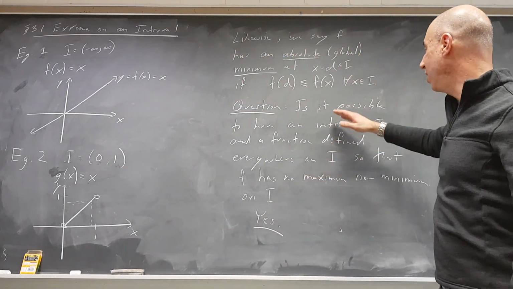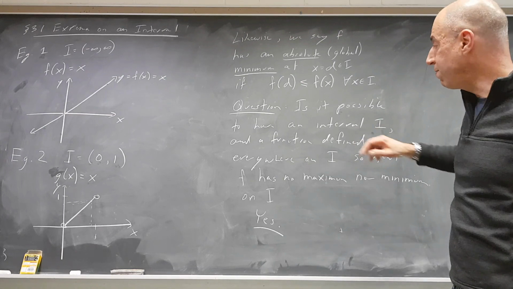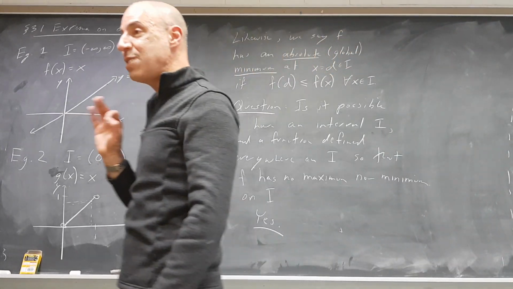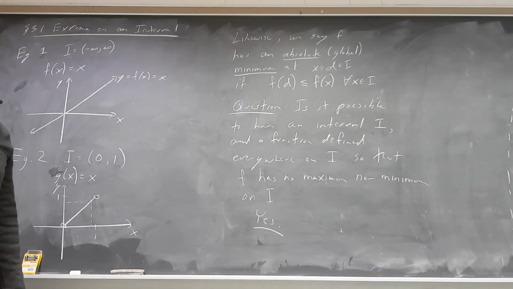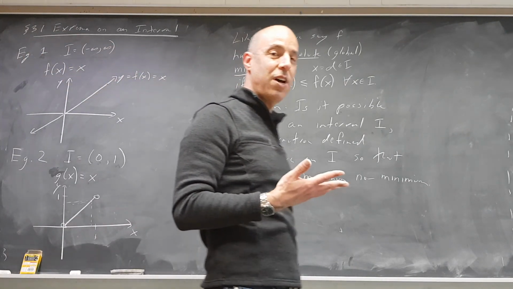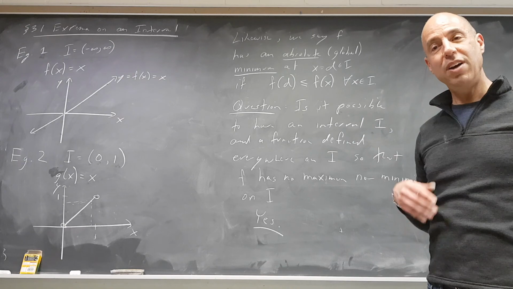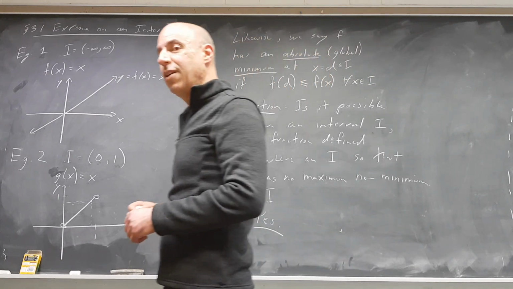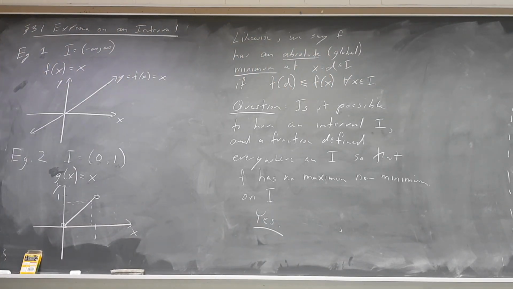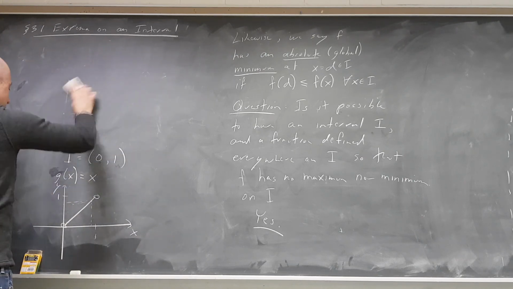Let me ask you the same question. Is it possible to have an interval, this time a closed interval, and a function defined everywhere on the interval? It has to be defined everywhere, where the function still has no maximum and no minimum. Again, think about that question, see if you can come up with an answer. Maybe it's yes, maybe it's no. If you think the answer is yes, there does exist such a function, you need to come up with a function. If you think that the answer is no, there are no such functions, you need to think of a reason. Once you're thinking, I'm going to erase what's on the blackboard over here.